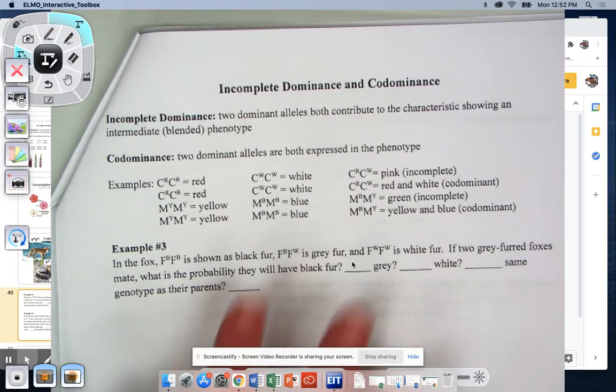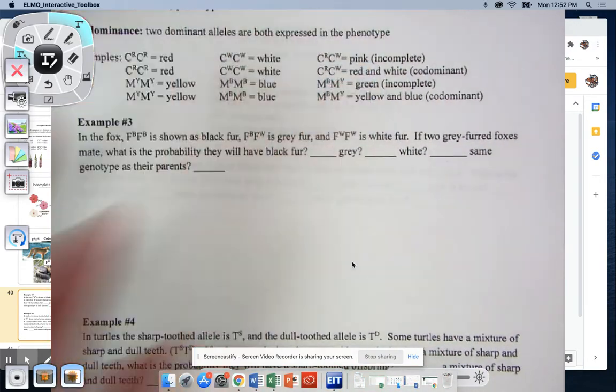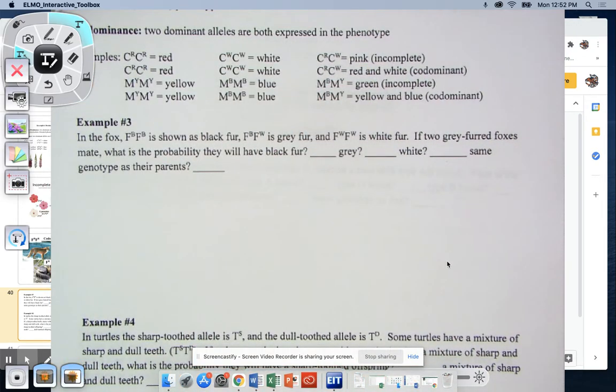All right, so again, I'm in the notes packet, and here's our problems. Our first example, in the fox, FB is black fur, FG is gray fur, and FW is white fur. So different example than the fox that I just showed you. So if two gray-furred foxes mate, what is the probability?